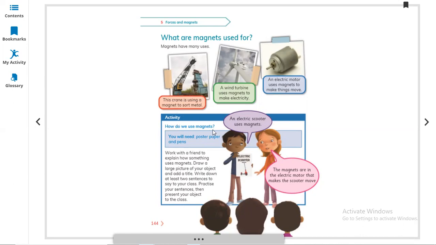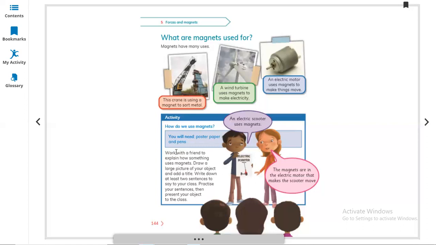How do we use magnets? You can also use them for making what? An electric scooter uses magnets. Yeah, it's right. Electric scooters, electric cars, toys. The magnets are in the electric motor that makes the scooter move. Also small cars, small toys which move, small dolls. So we are using magnets.